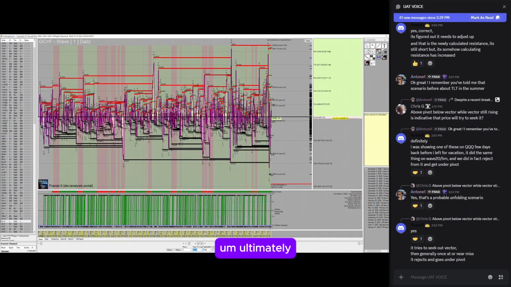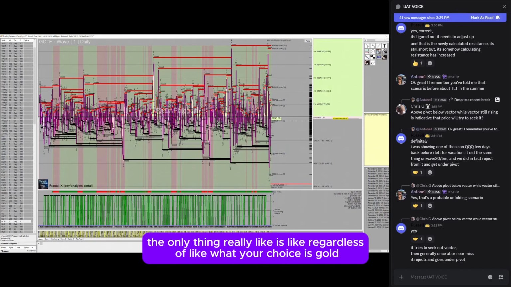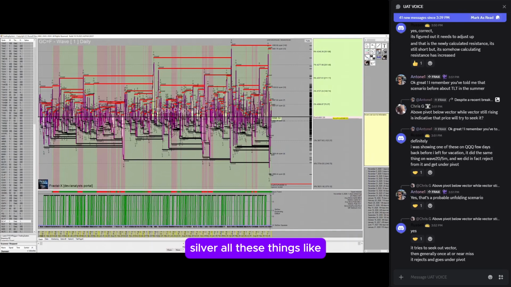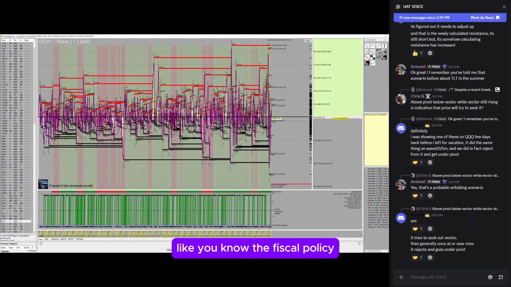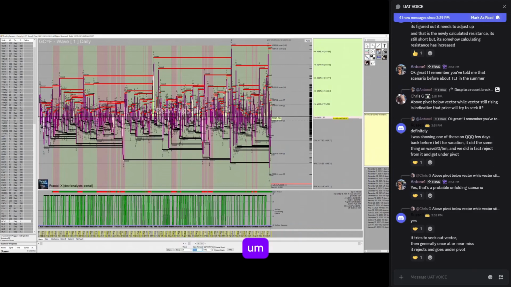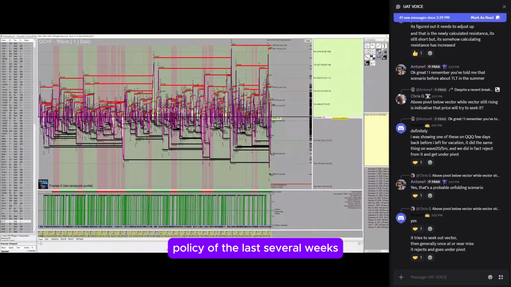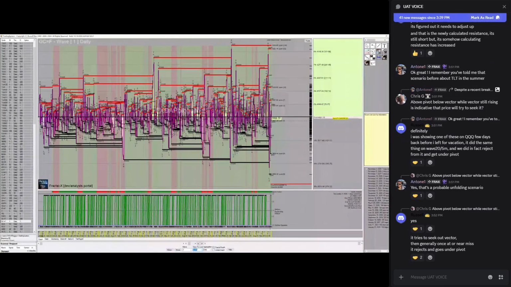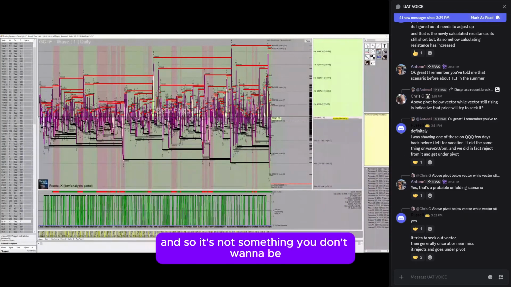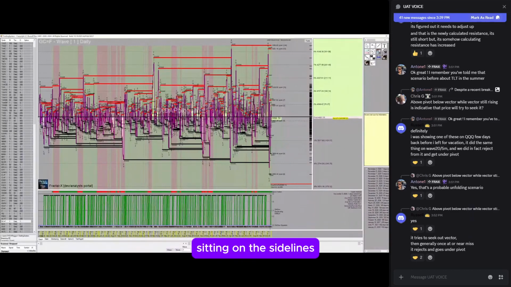Ultimately, regardless of what your choice is, gold, silver, all these things, the one thing you definitely do not want to be holding is dollars. I don't know how that could be any more clear, especially after the fiscal policy, the treasury policy of the last several weeks. It's very clear the dollar is on a cycle of debasement, so you don't want to be sitting on the sidelines one way or another. You don't want to just be holding on to cash.